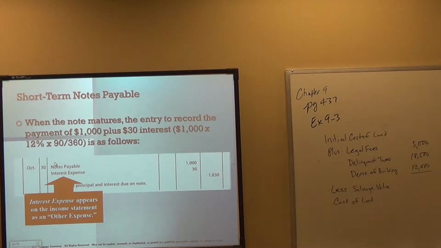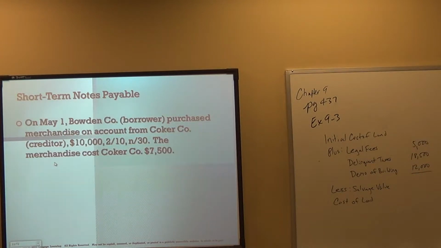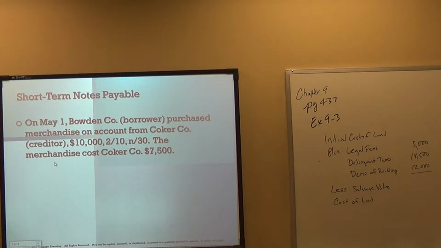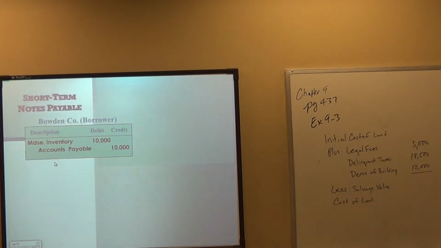It's covered up. All right. So the short-term notes payable here: on May 1st, Baldwin Company purchased merchandise on account from Coker Company for $10,000. And these are the terms that we have. The merchandise cost Coker $7,500. So as we take a look at this here, merchandise inventory, bring it all back that we had before. Merchandise inventory, $10,000, $10,000 for accounts payable. That's our asset, that's our liability.